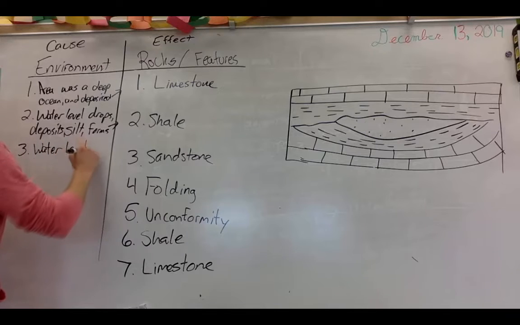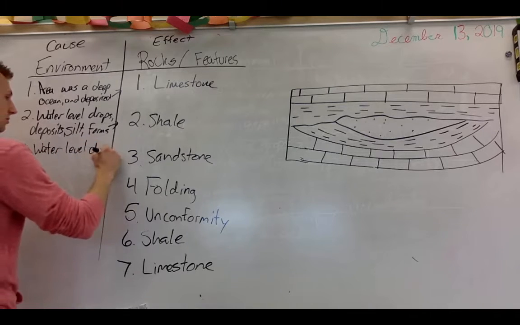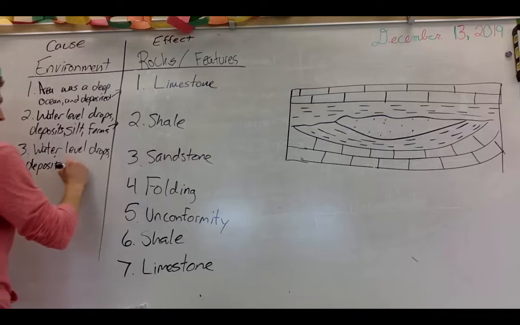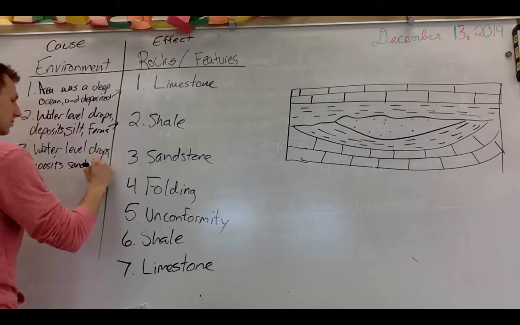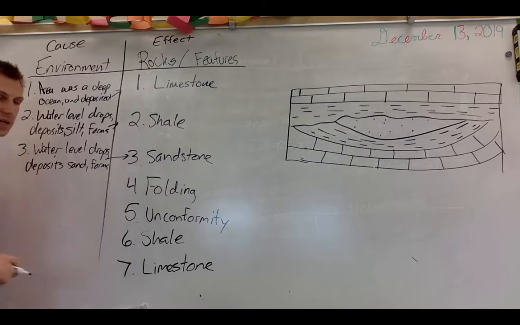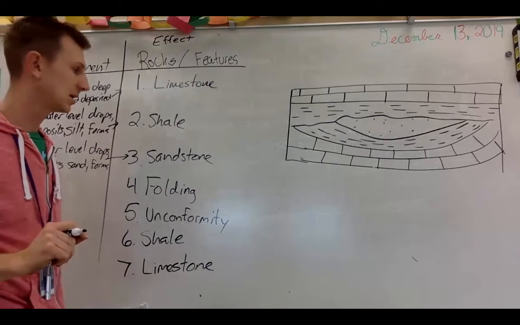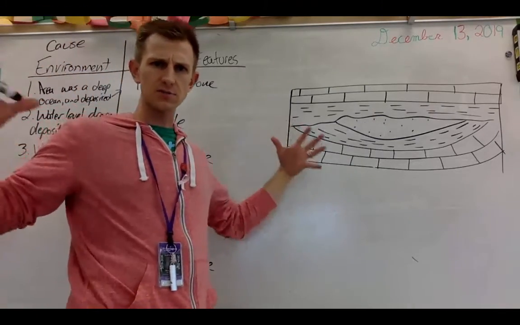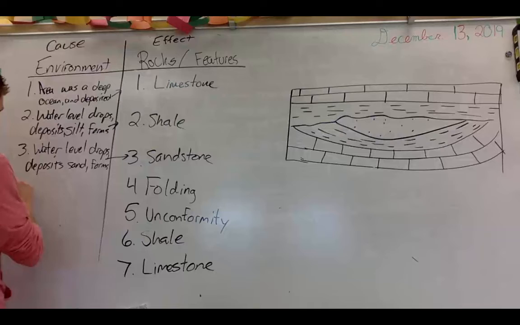Water level drops, deposits sand, and it forms that? Sandstone. Okay. The next thing that happened is the fold, and folding happens because of convergent boundaries. So this one's actually pretty simple.